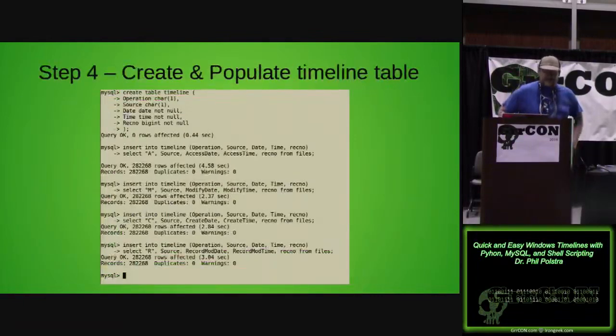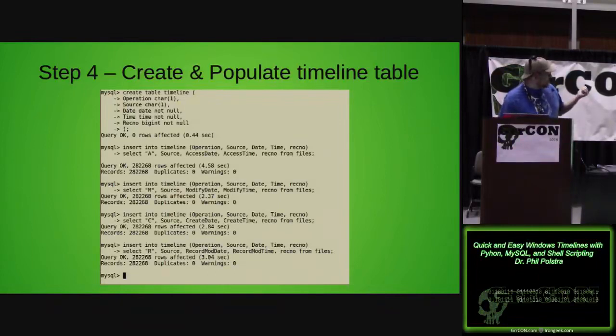And so I create another table that's pretty simple, but this is what we call a cross-reference table. It has some values from the other table, but notice it doesn't have any primary keys or anything. It just says, all right, what was the operation? Was it modify, access, create, or record change? What was the source? Did it come from standard info? Did it come from a file name? Or did it come from an index allocation? What's the date? What's the time? And what record in the file table does it refer to?